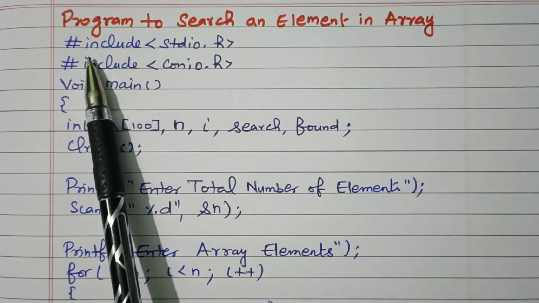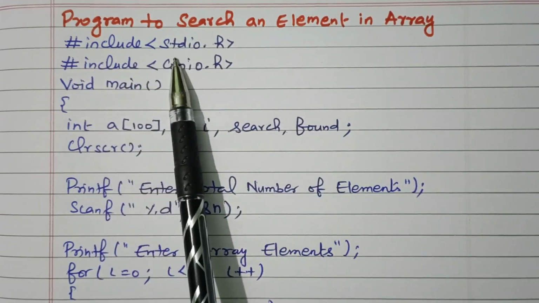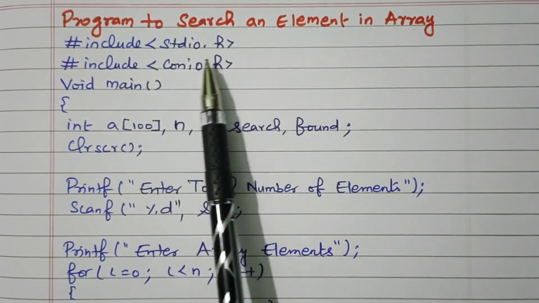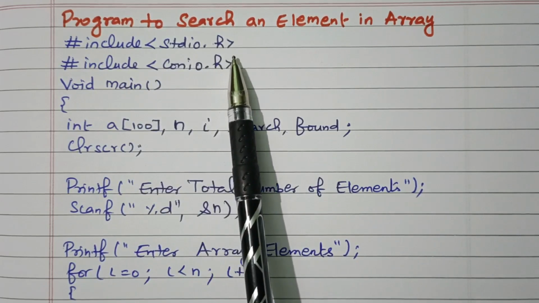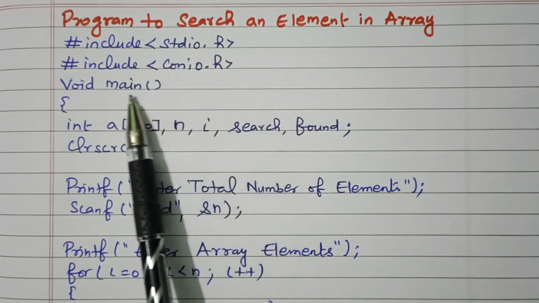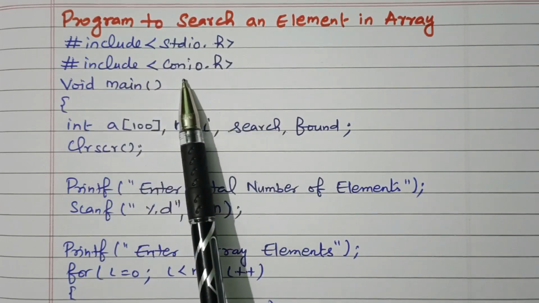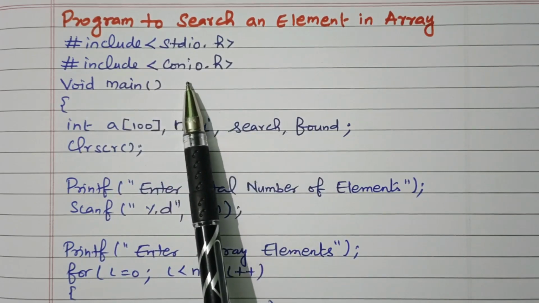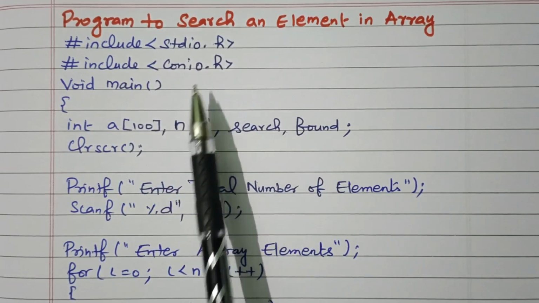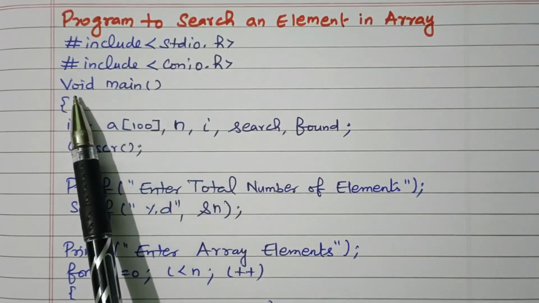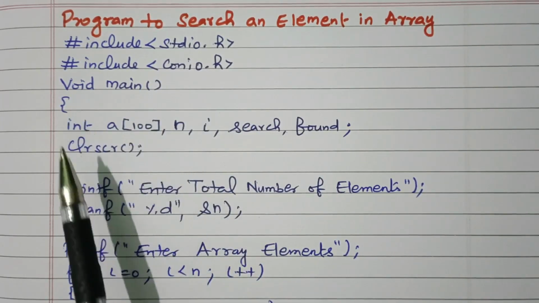First we'll include the header file, #include <stdio.h>, the standard input output header file, used for printf and scanf. Then #include <conio.h>, the console input output header file. It is used for clrscr and getch. Now we can start the main program. void main, open the brace.